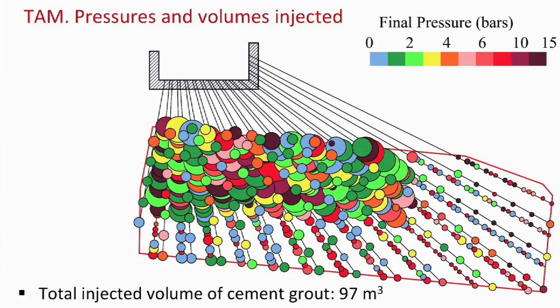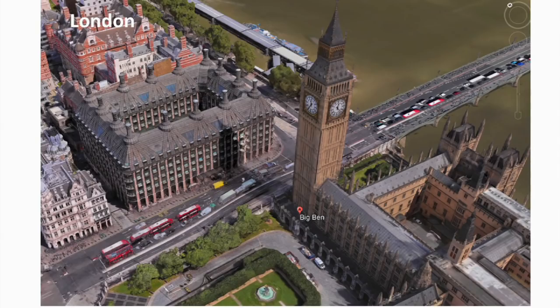This is just an indication, and in the literature you have many of these plots, for you to have an idea what is the pressure that you apply in this case. Anything from, I don't know, something like 2 bars to 15 bars or so. And the diameters here correspond to the volume injected. In this particular case, the total volume was around 100 cubic meters, not too much compared with other cases. But this is just one example.